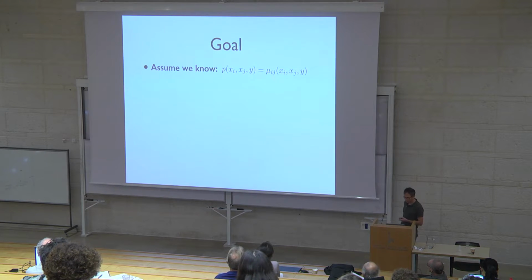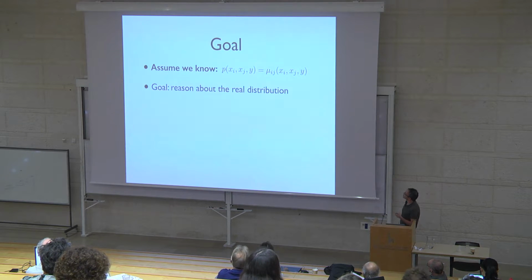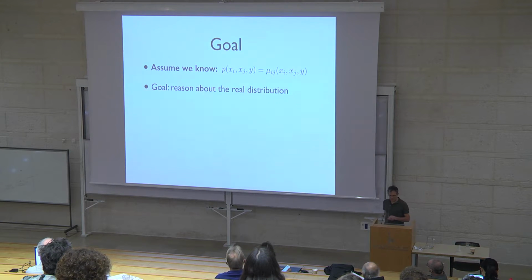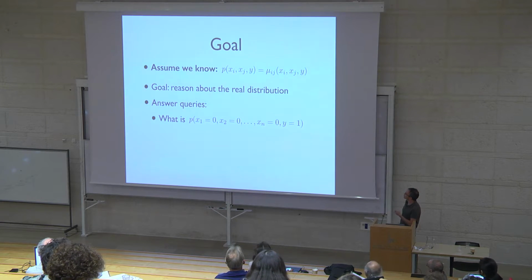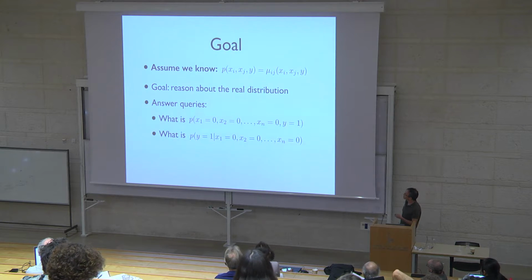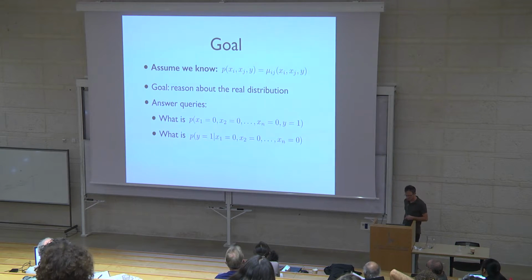So what's our goal now? This is our input. And our goal is to reason about the real distribution in the sense of answering queries about joint or conditional distributions. So I'd like to answer, say, what is this probability? Or what's this conditional probability? This is what we started out with, right? I want to know the probability that y equals apple given a certain image.